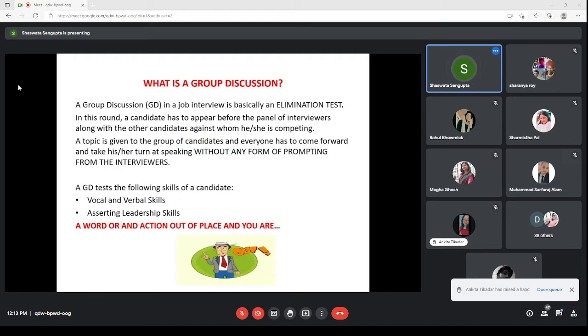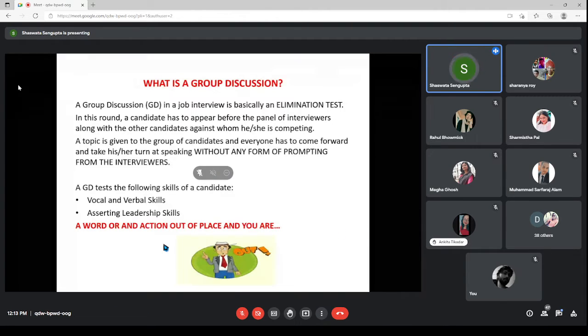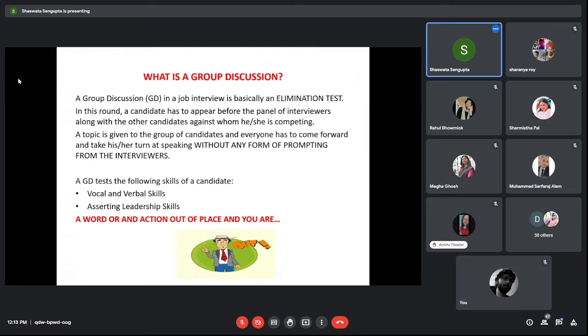Now, as I told you a little while ago, a group discussion is an elimination round. It's an elimination test. And in this test, the vocal and verbal skills of a candidate, as well as the non-verbal skills, are put to test. The interviewers, once they give the topic, look around and start monitoring the candidates.